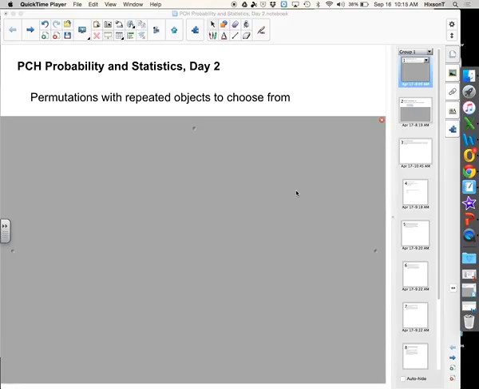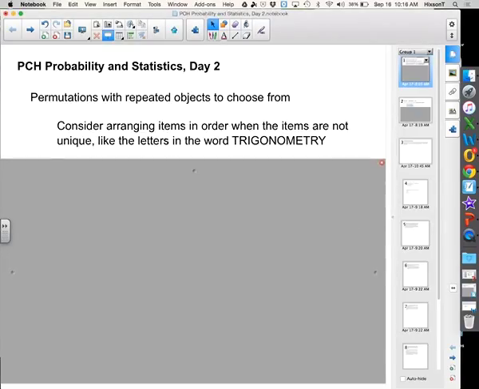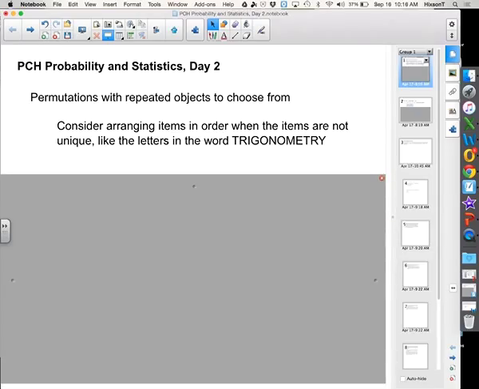So, another example of this would be, let's say we were arranging the letters of the word trigonometry. Now, when we're talking about permutations, the order matters, but if I were to just switch this T and this T, would that technically be a different permutation? It would. Would it look any different? No.